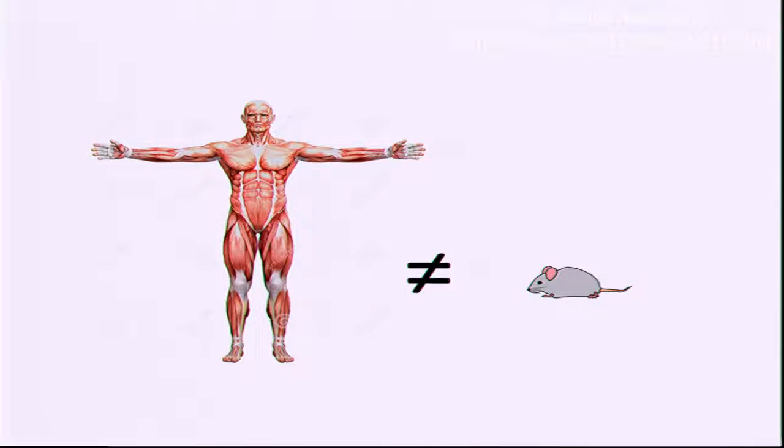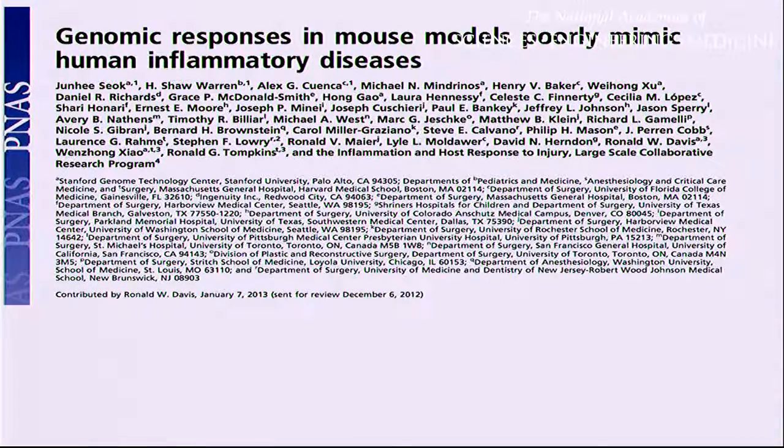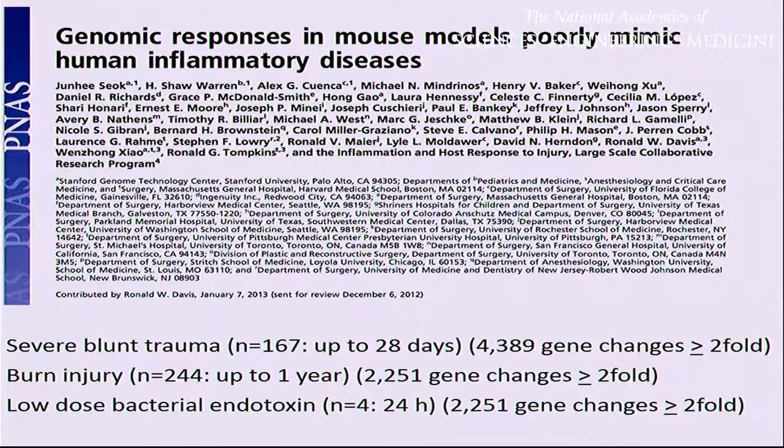I've identified two recently published studies that I want to discuss. The first was a very large study; you can see all the different authors on this paper. The point of the study was to compare genomic responses between human and mouse to various inflammatory stimuli. They compared three: severe blunt trauma, burn injury, and low-dose bacterial endotoxin.